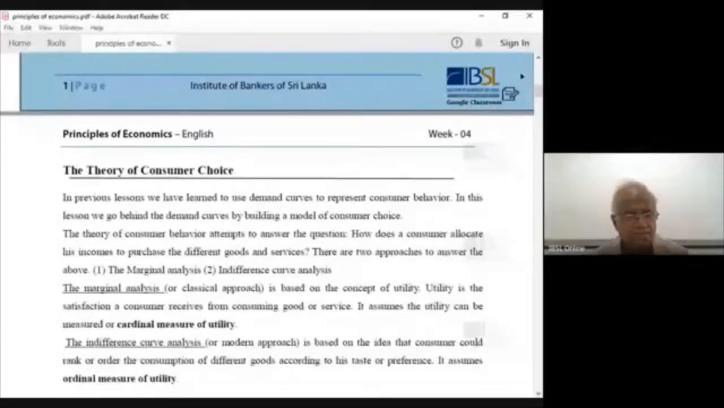Today is week 4. The lesson is the theory of consumer choice. Now, in the previous lessons we discussed the demand curves, market forces, demand and supply forces, the determinants of demand, determinants of supply, then the equilibrium, the meaning of equilibrium, then the government intervention into the market economy. Government can intervene by imposing a ceiling price or the floor price.